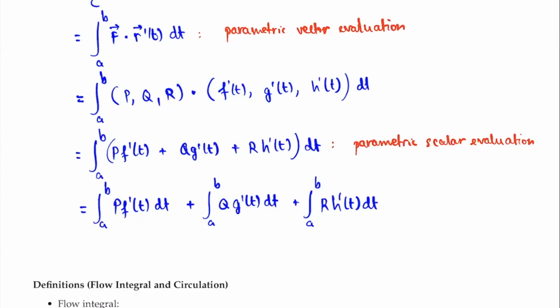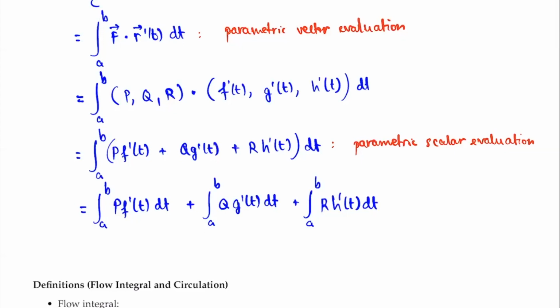You're okay with this? You know where it's coming from. Okay. And you do the same for the second component and the third component. In other words, you have dy is equal to g prime of t dt, and dz is equal to h prime of t dt.